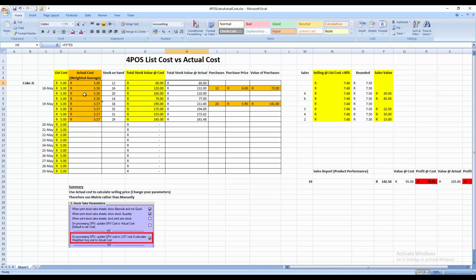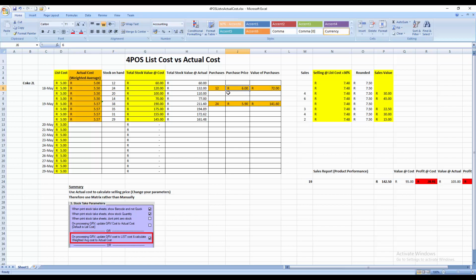Okay, so now the process starts. So typically what you will do is you will go and do a GRV to enter new purchases that you had in your system. All right, so on the 18th of May, I had a purchase of 12 items. Now it gets complicated or interesting. So I bought 12 items. Over there, my purchase price was 6 Rand each, which means that my total value of purchases was 72. That's excluding VAT, right? And that is my purchase.